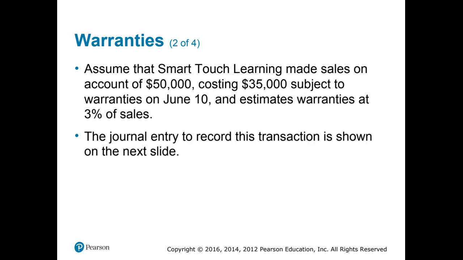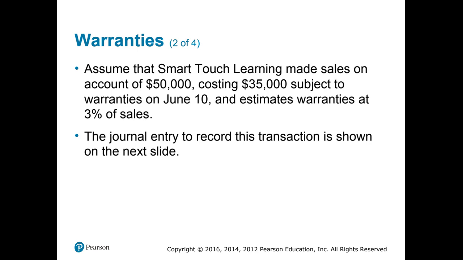So here we're going to assume that SmartTouch Learning made sales on account of $50,000. This is page 569. The cost of merchandise inventory sold was $35,000, which is subject to product warranties. On June 10th, estimated warranty cost will be 3% of sales. The company would record the sales revenue, cost of goods sold, and estimated warranty expense as follows.